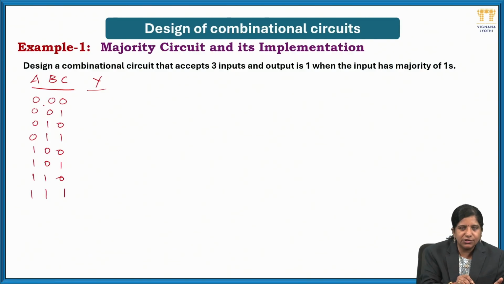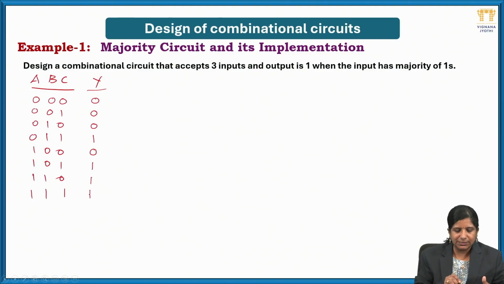Now see the first combination, all zeros. All 0 means you don't have any 1s, so the output will be 0. Now see the second case, 0, 0, 1, a single 1. Majority zeros are there but not 1s, so in this case also the output becomes 0. Now see the next combination, here also the output is 0 because the majority are 0. Now for the combination 0, 1, 1, it consists of majority 1s, so the output will be 1. For 1, 0, 0, the output will be 0 because it consists of majority 0s, not 1s. Next, in this case, the output will be 1. For 1, 1, 0, the output will be 1, and for 1, 1, 1, the output is 1.